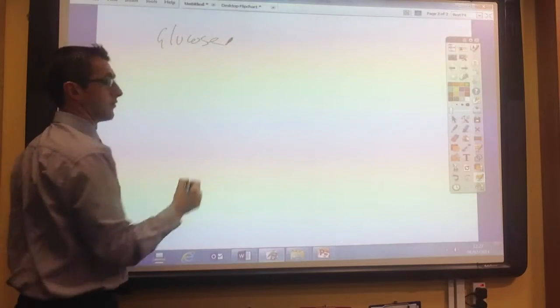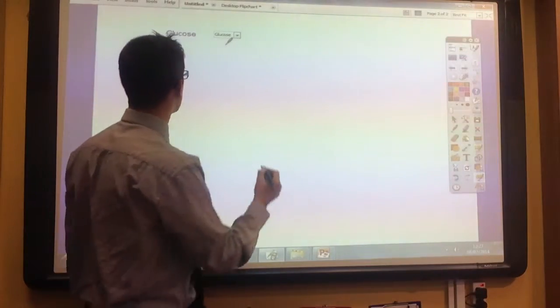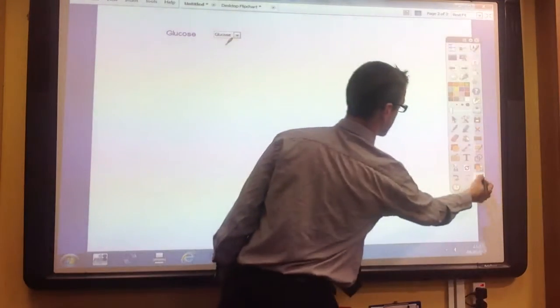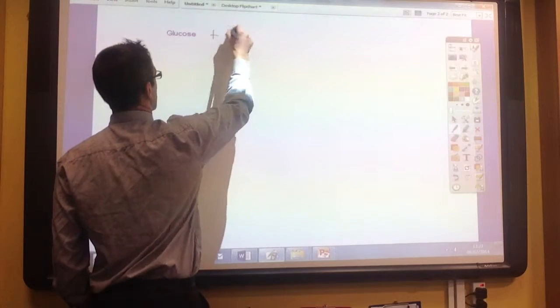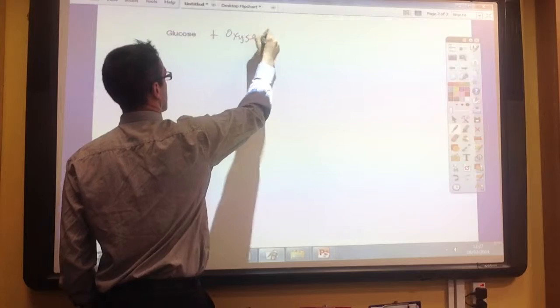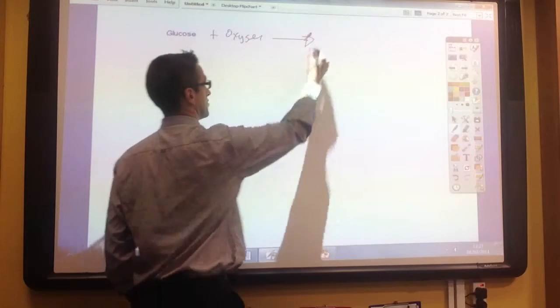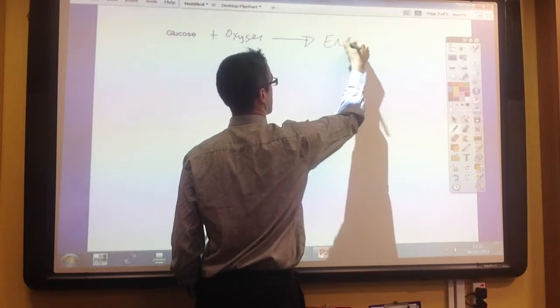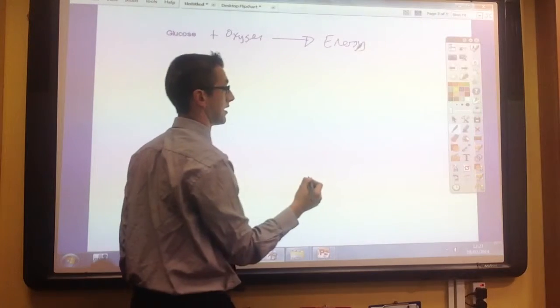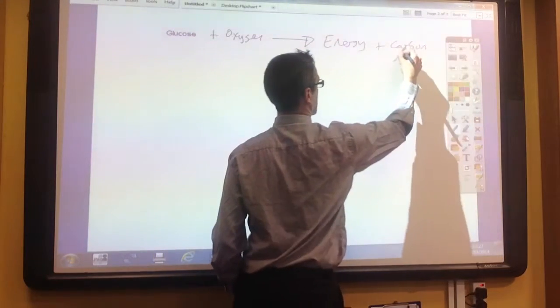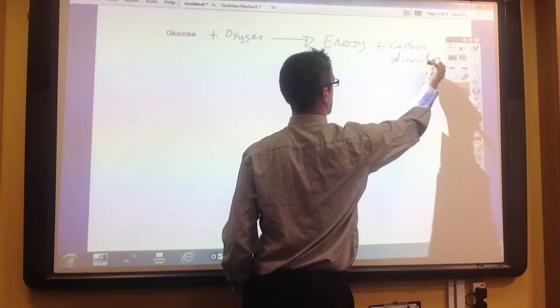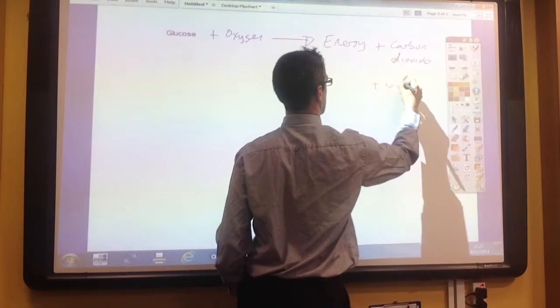You need to know the equation for respiration, and it starts with glucose using oxygen to produce energy as your useful outcome, plus waste products, carbon dioxide and water.